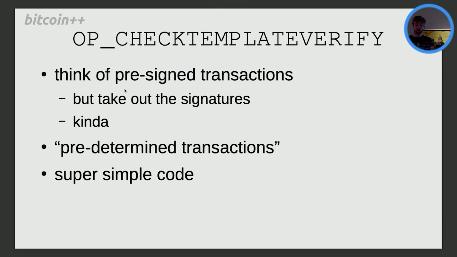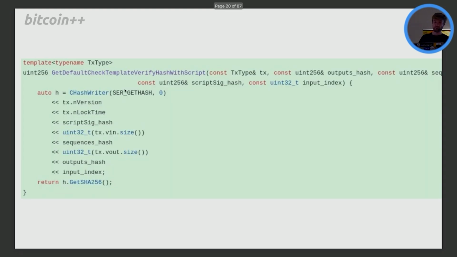And the nice thing about CTV is the code is really simple, right? It's basically a single hash that you commit to. You calculate it like this, and then you check if that hash actually matches the thing that's on the stack, and that's how you commit to the transaction. So that's really nice. But it's also very limiting.